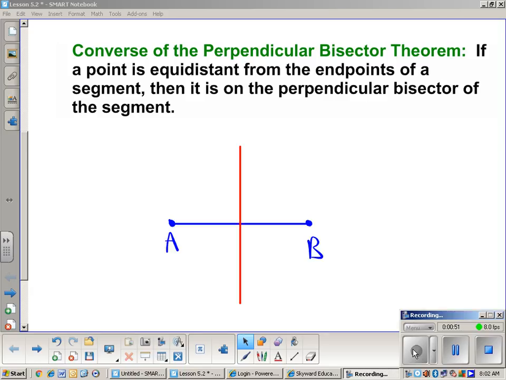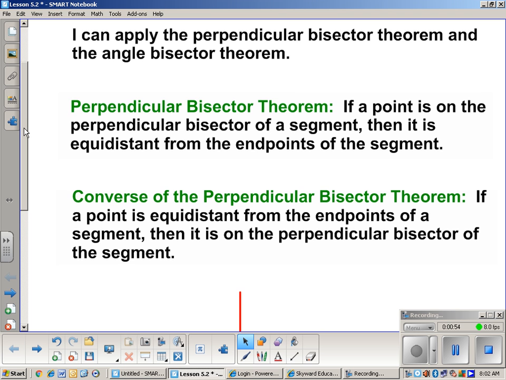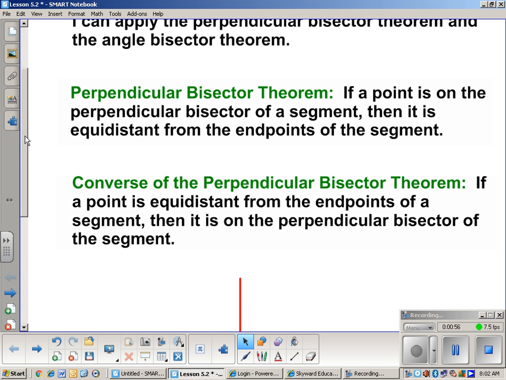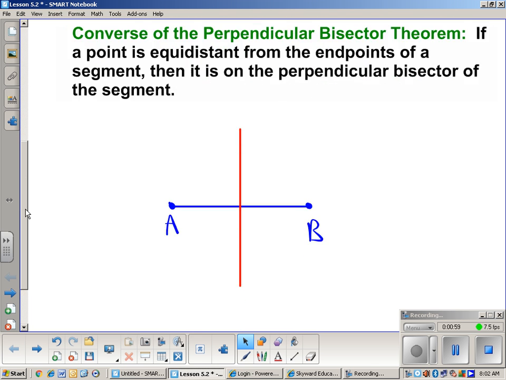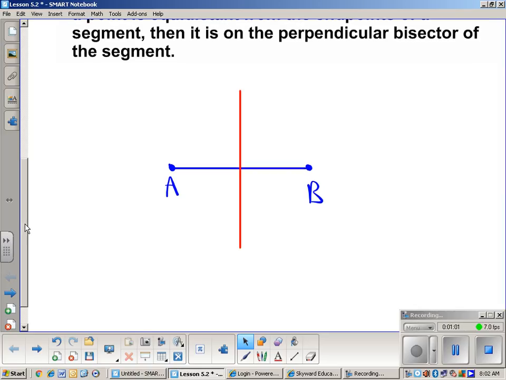What this first theorem is saying: if a point is on the perpendicular bisector, then it's equidistant from the endpoints. So they're saying if this red line here is perpendicular and exactly in the middle of this segment AB, so this point right here we'll call M as the midpoint, that makes that red line the perpendicular bisector of that segment, right? You agree with that?